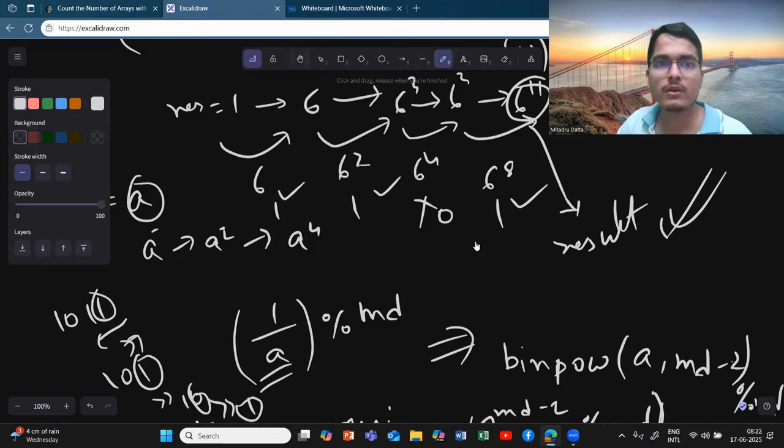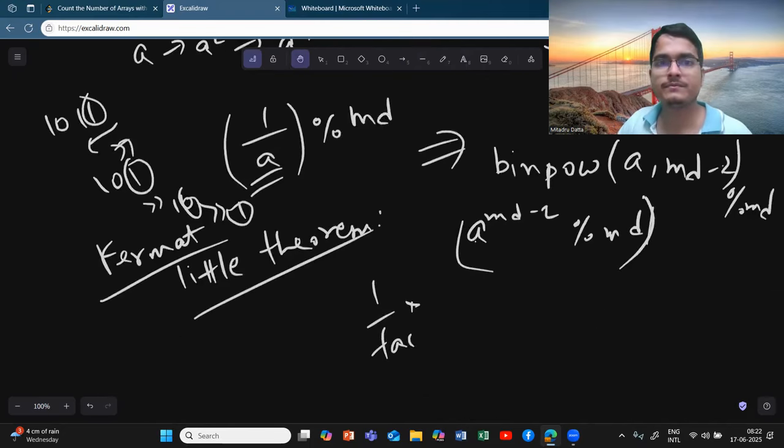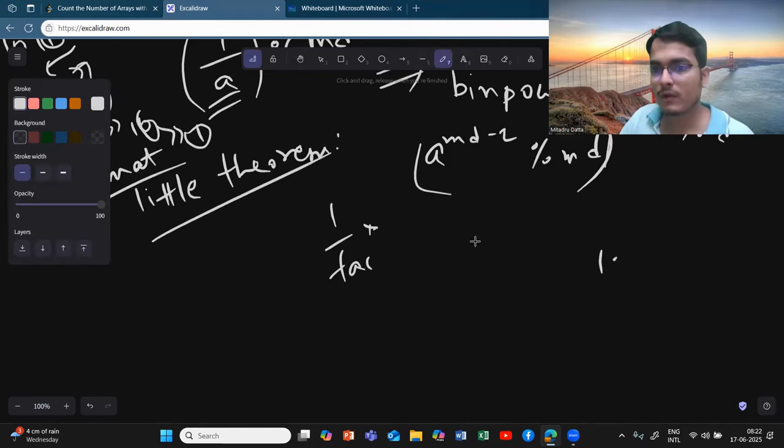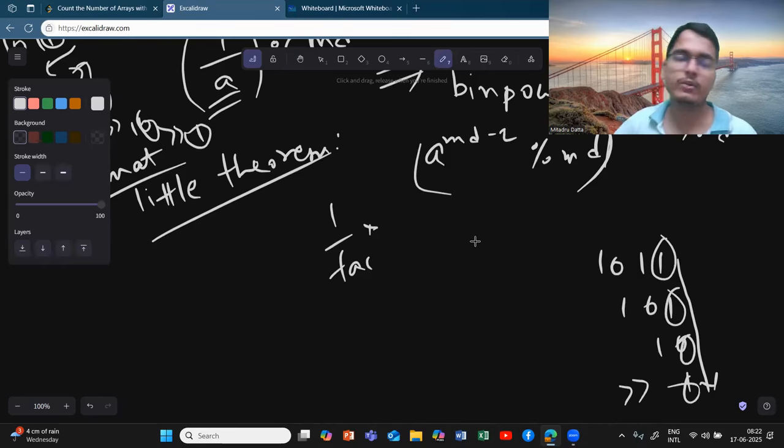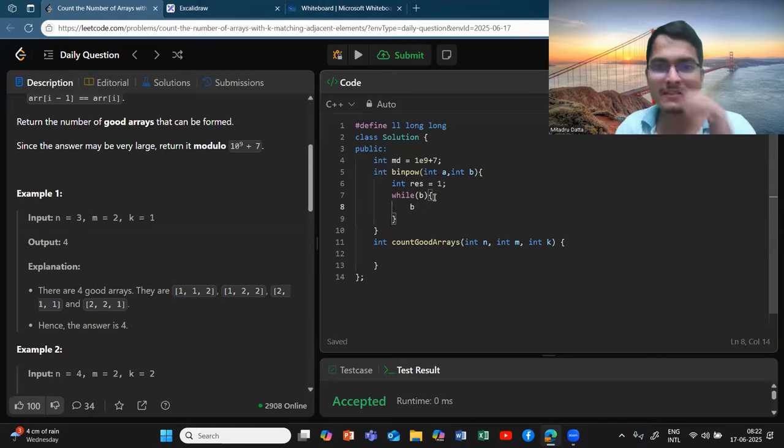So I am getting the bits again and again, in this order, by checking the last bit and doing a right shift every time in the while loop. So while b is not 0, I will do a right shift of b.